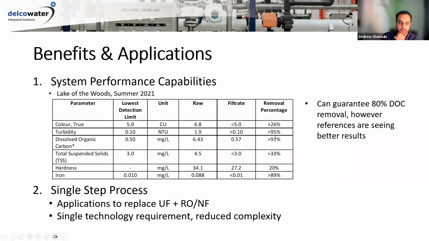where you can see that it removes turbidity very well. This one didn't really have suspended solids, and it removes iron as well. But it doesn't remove hardness very much because the charge is negative. It doesn't remove everything in the water, so it's not the same as a full RO or NF system, but if you have dissolved organic carbon, you can get at least 80% removal, which is the main use of this technology.